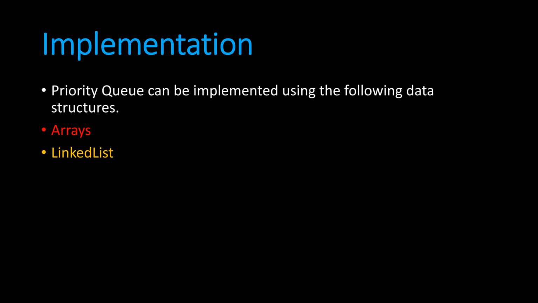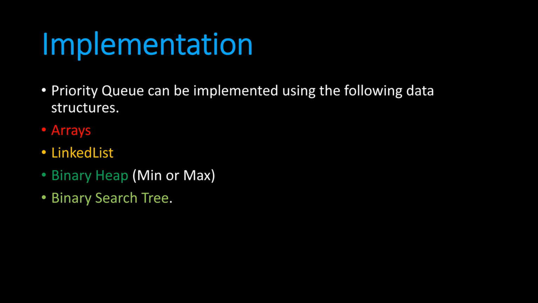Dynamic arrays can grow as per need. We can use a linked list. We can also use a binary heap, either min or max. A min heap is best suited for a priority queue with the minimum priority elements first, and a max heap is good for the higher priority or descending order priority queue. And we can also use a binary search tree to implement the priority queue.